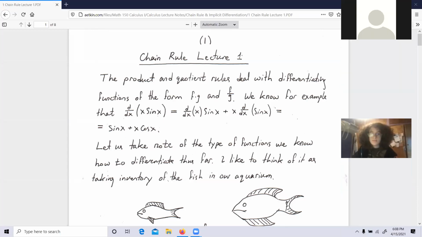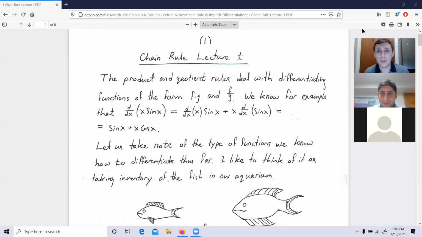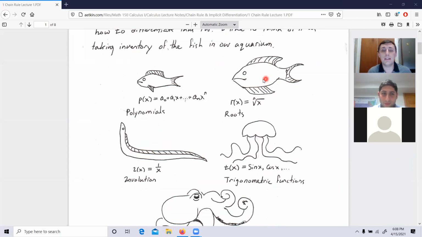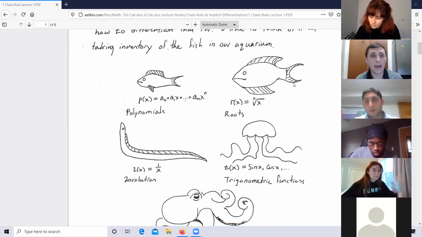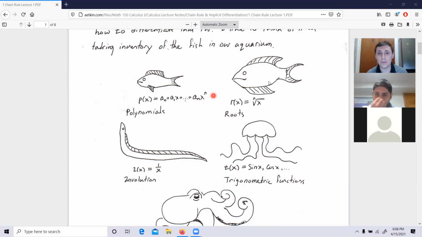We begin and we return to chain rule. Recall what we have been doing last class. We have decided that we only know very few species of functions. Just like in the aquarium, there are very few species of fish. We have the common polynomial fish, we have the radical fish, we have the involution 1 over x fish. Together with polynomials, you can create all rational functions.